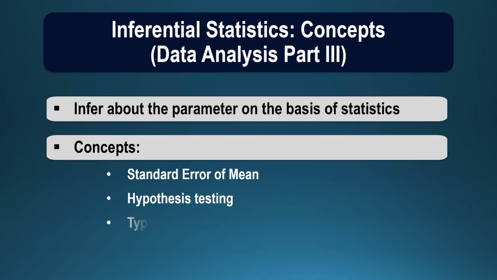And two types of errors can be committed. Type 1 error, when you reject the null hypothesis when actually it is true, is said to be a case of type 1 error. And type 2 error refers to when you accept the null hypothesis when it is actually false.